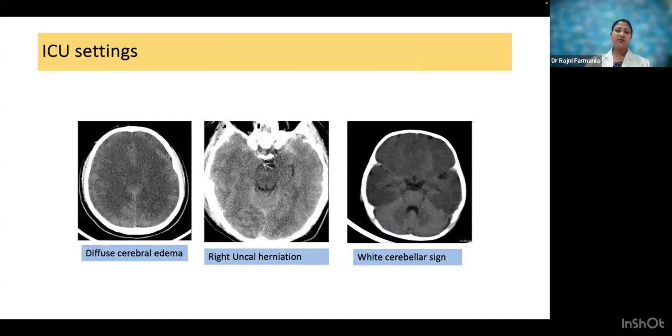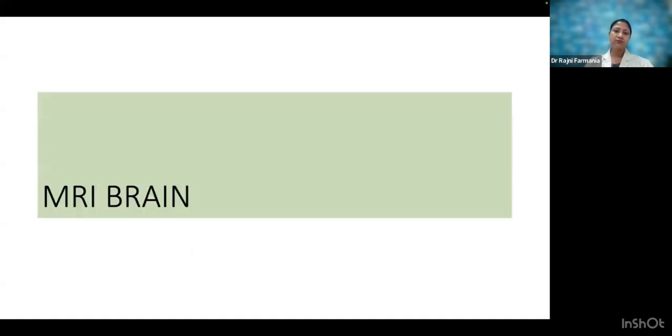In ICU settings, herniation is a very important thing because patients are not stable enough to get an MRI. So here you see a diffuse cerebral edema. Here you see right uncal herniation. Here you see what is called the white cerebellar sign. In the supratentorial compartment, you can see it more blackish. That is because of edema. And the cerebellum appears white. That is called white cerebellar sign because there is a diffuse edema in the supratentorial compartment. So it is a bad prognostic marker in ICU settings.